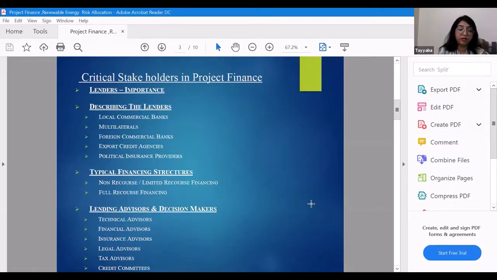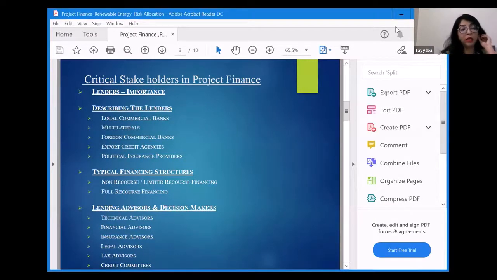So a portion of this number is sourced through local commercial banks, and the bulk of the debt comes from Chinese lenders. So when Chinese lenders come in the Pakistani market, one of their core requirements is political insurance, from Sinosure, which is the agency which provides political insurance to Chinese lenders. It is based out of China. The political insurance that Chinese lenders demand is very, very expensive. But this is their requirement.